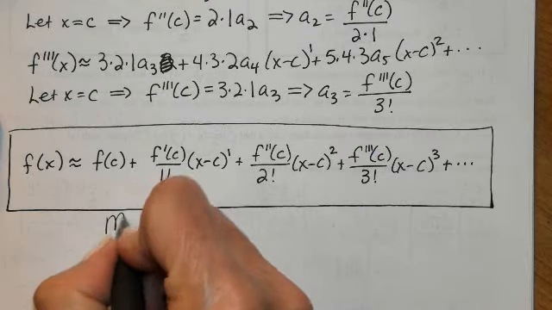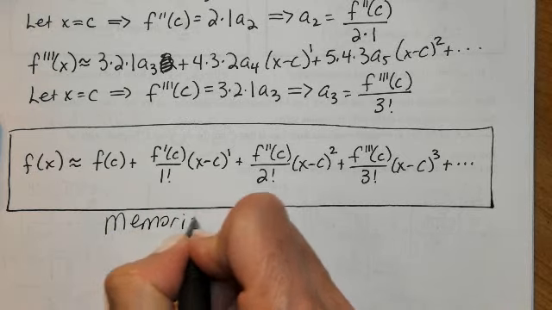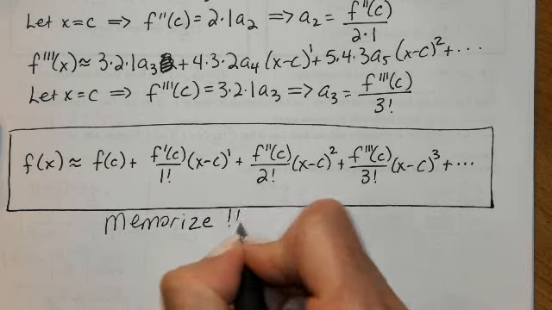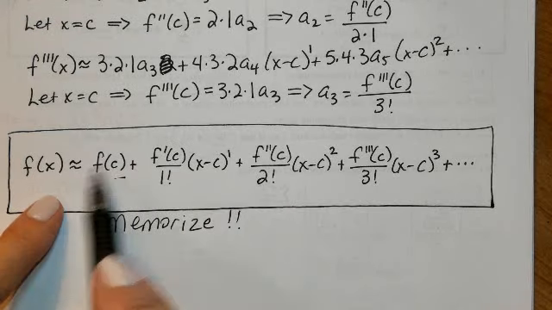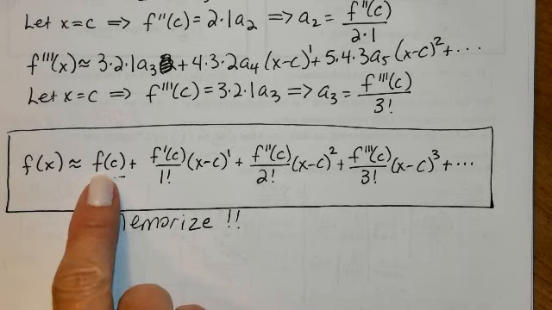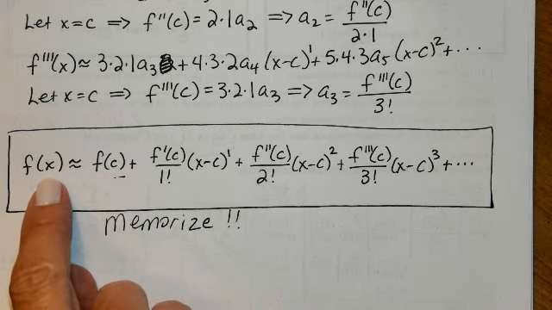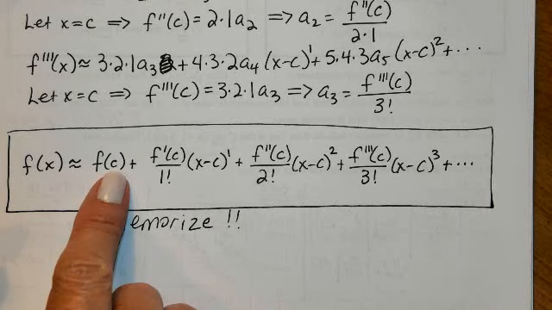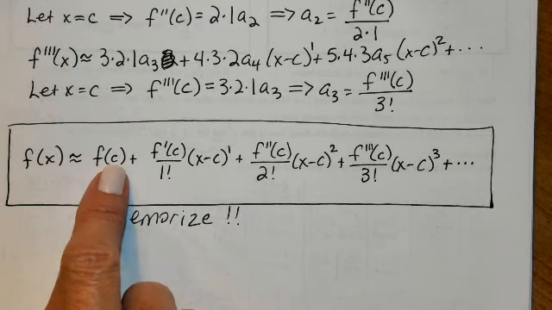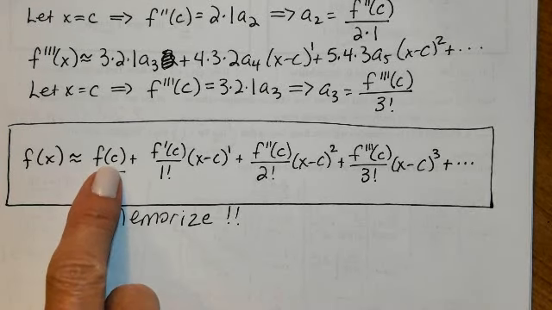I need you to memorize this. It's not hard to memorize. Let's look at the pattern. The first term is always just f at c. Whatever your function is, f of the center value. And the center value will be given to you, or you can pick it. Most of the time, almost all the time, it's given to you. All you do is evaluate the function at that number.